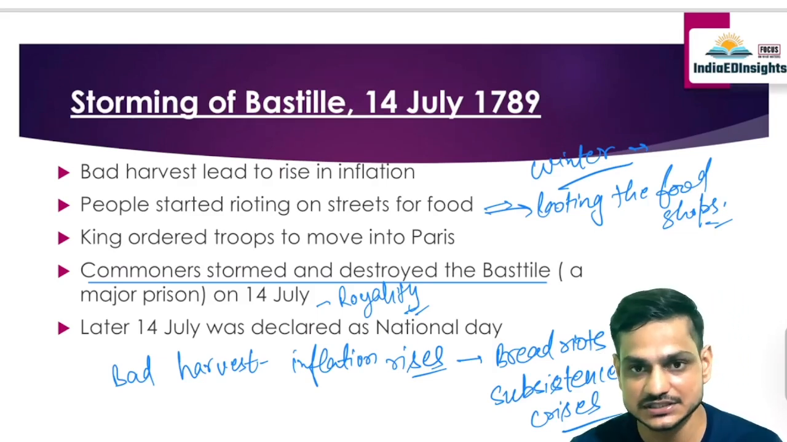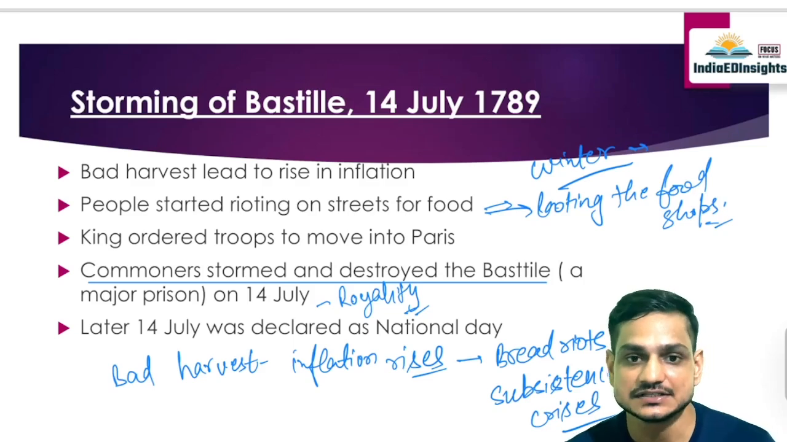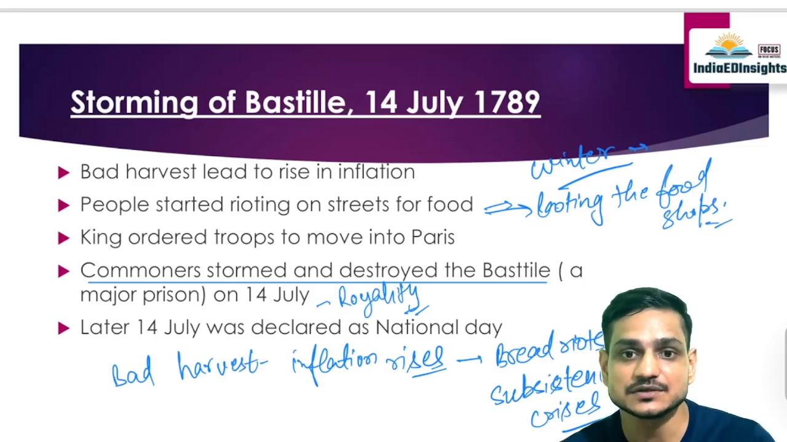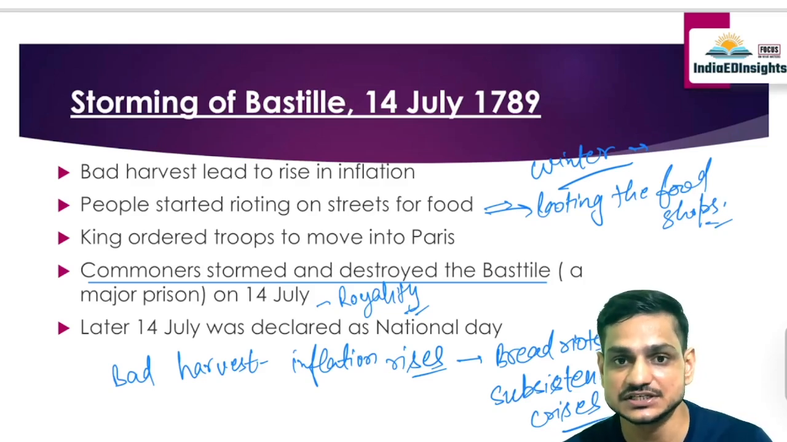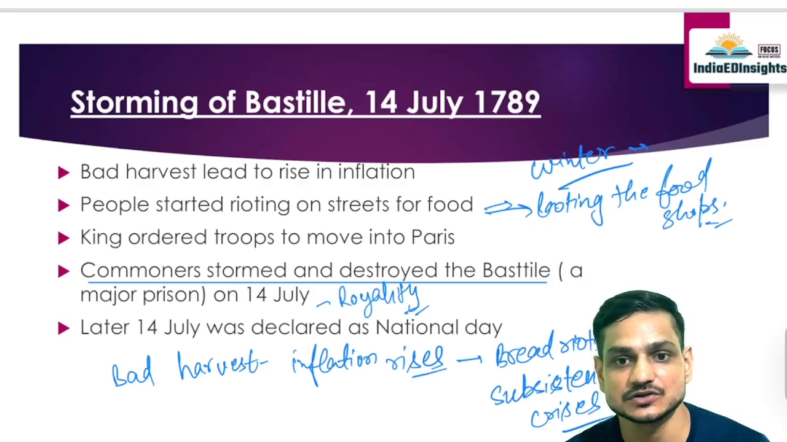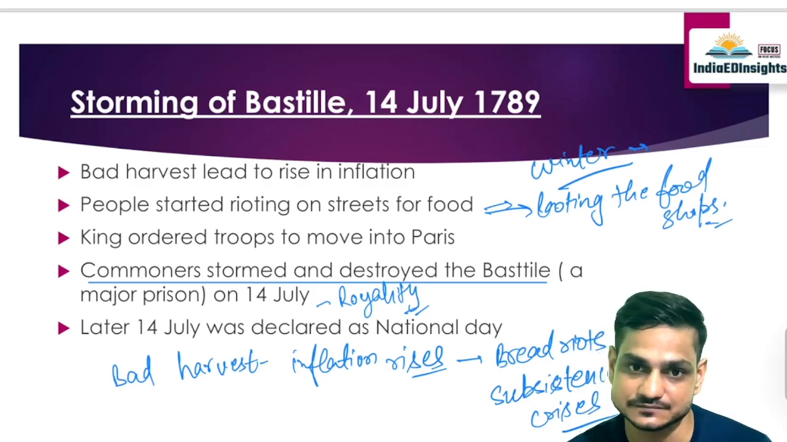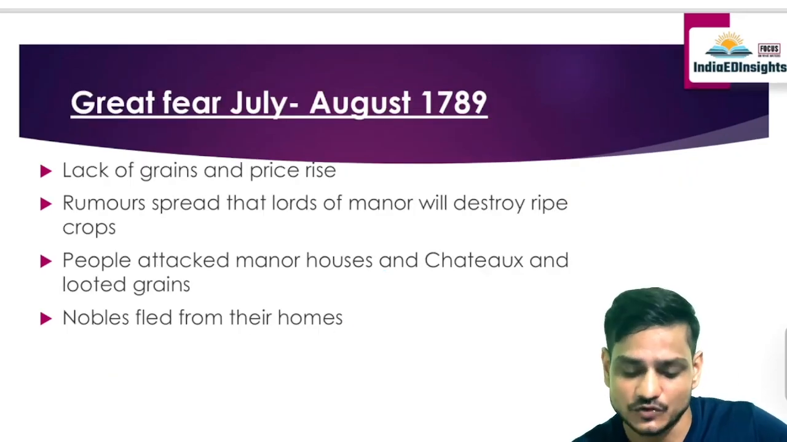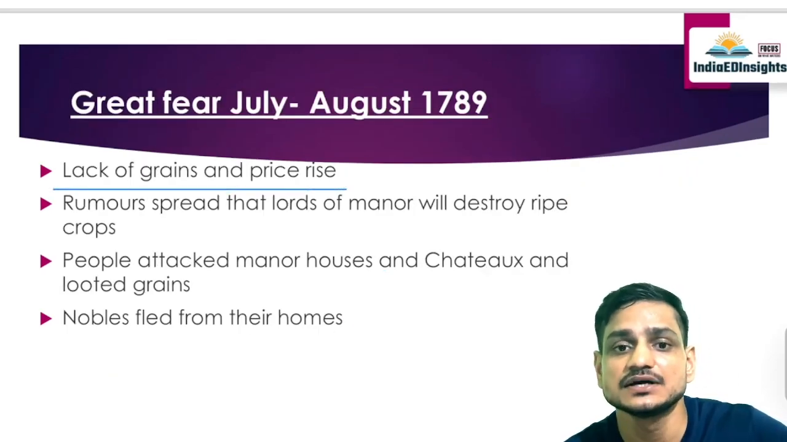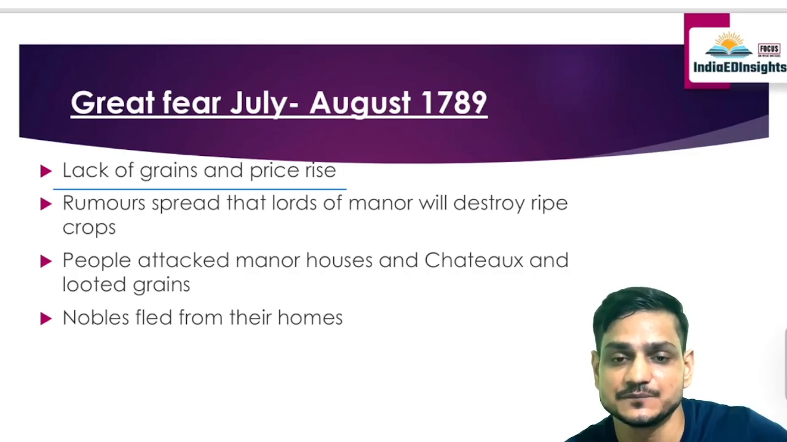So till now all the things are clear. One group, the members of the third state, were writing the constitution in the tennis court. Second, the commoners, the people, were rioting on the streets, fighting for bread, and they stormed the Bastille prison on 14 July 1789. Clear? So what happened? Because of the lack of grains and price rise, what did people do?